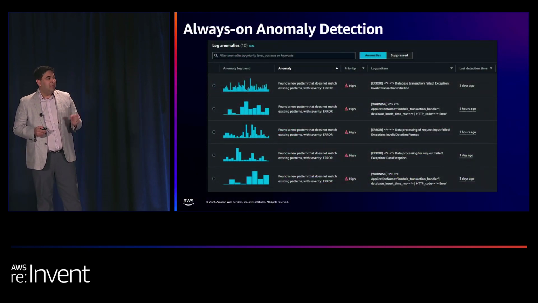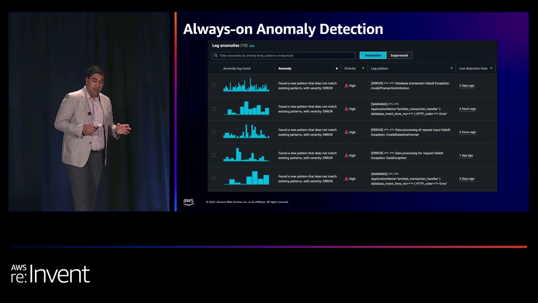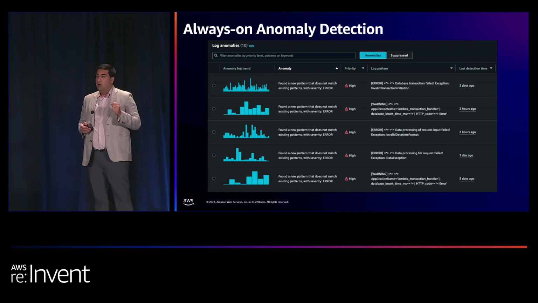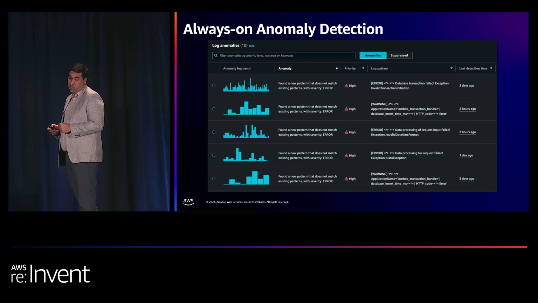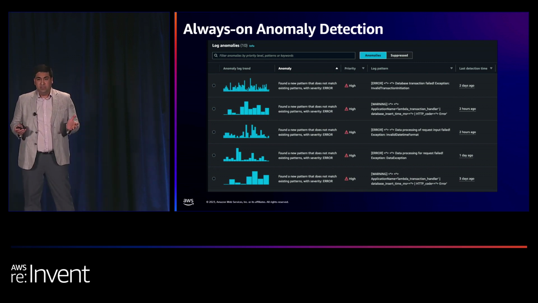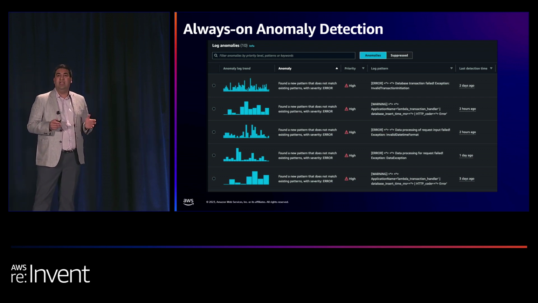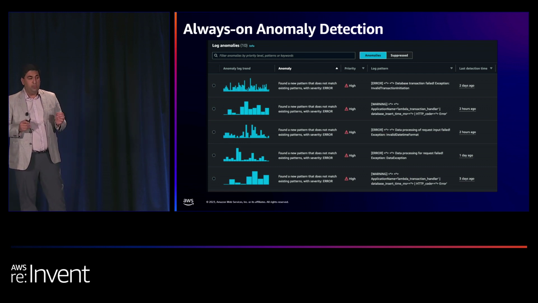And that's what brings us to our third, and what I believe is maybe one of our most powerful ML-powered features, always-on logs anomaly detection. It's as simple as enabling this capability on your log group. After that, CloudWatch Logs will constantly evaluate your incoming logs against historical baselines, and you will be notified of anomalous trends that point to potentially emerging issues in your application.